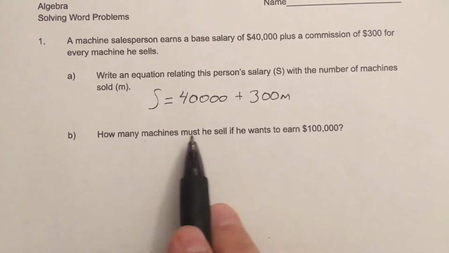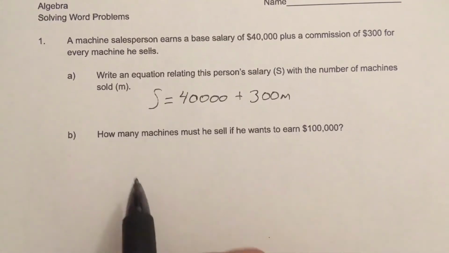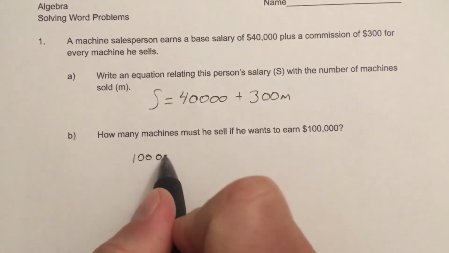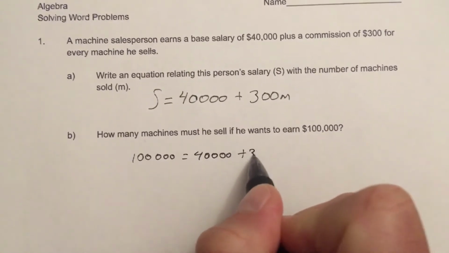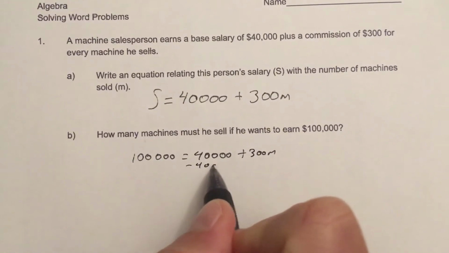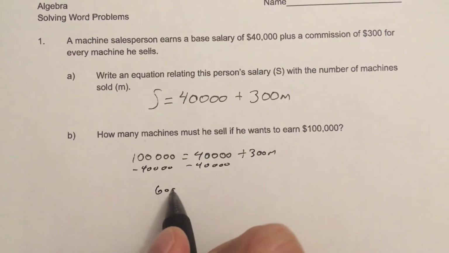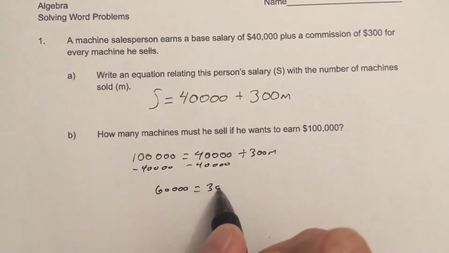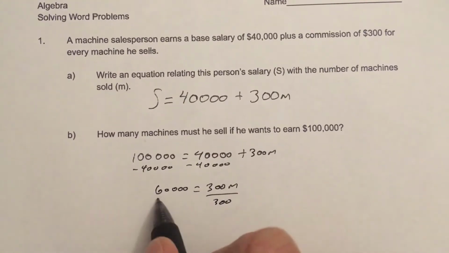So how many machines must he sell if he wants to earn $100,000? So we put $100,000 in for the salary. Everything else stays the same. All right, we subtract $40,000 from both sides, and we're going to get $60,000 equal to 300m, and then we're going to divide by 300.